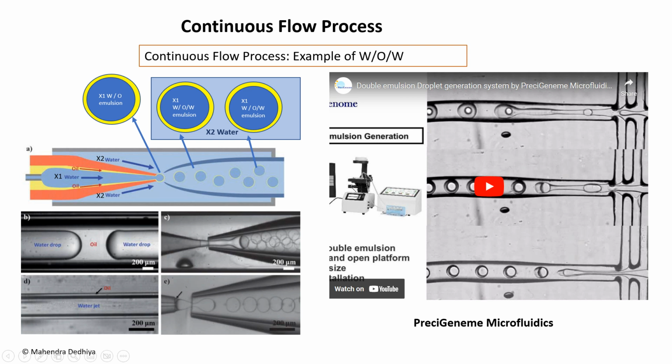This emulsion is then injected into the external X2 water phase and produces the double emulsion. In this case, the outer emulsion is formed and the inner emulsion contains one water phase and not multiple globules.